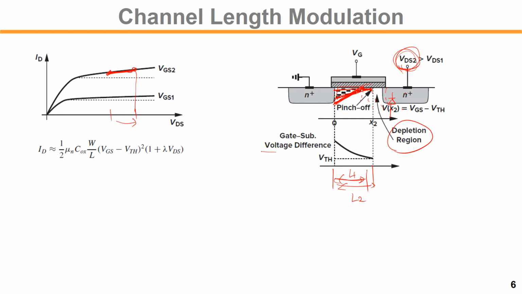The voltage difference between gate and surface, at each location, the surface potential goes up from the source to the drain. So the difference between gate and surface is going down. At the pinch off point, the voltage between gate and pinch off point is VTH. After this point, channel inversion disappears, right? So this is in saturation.